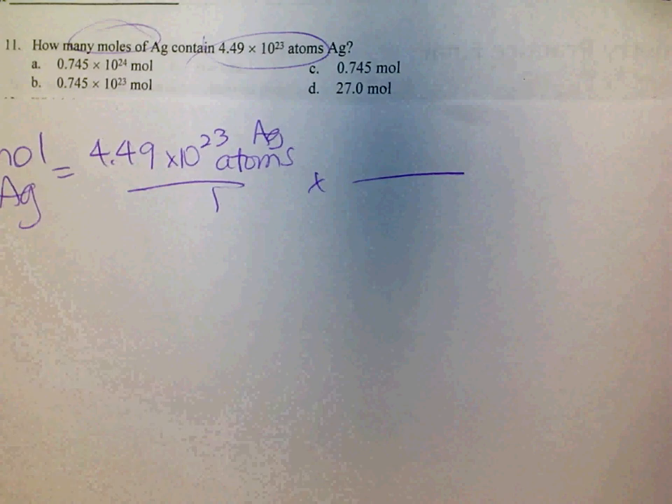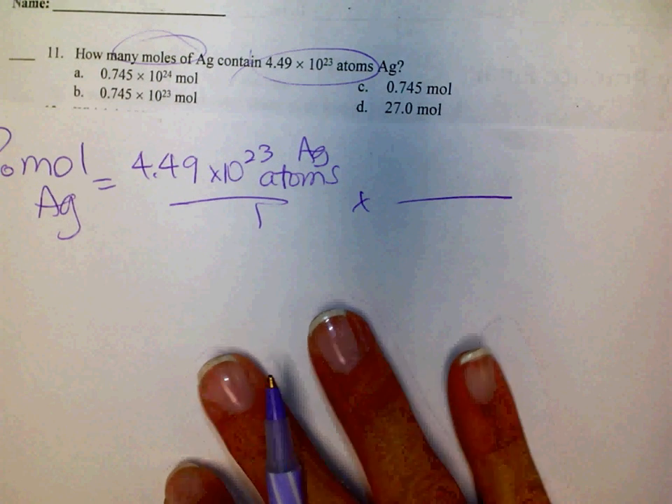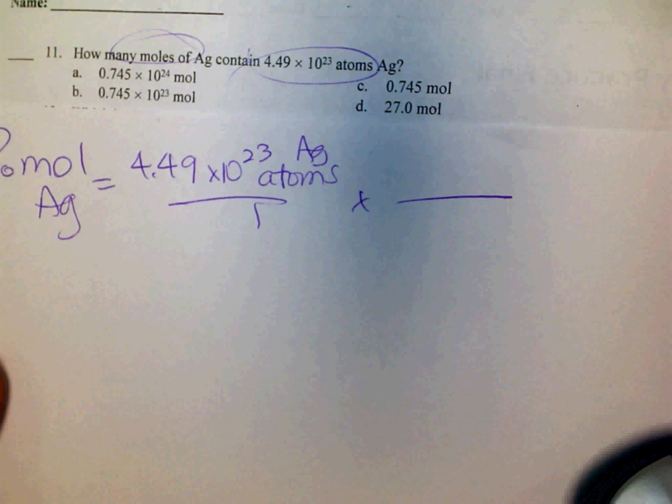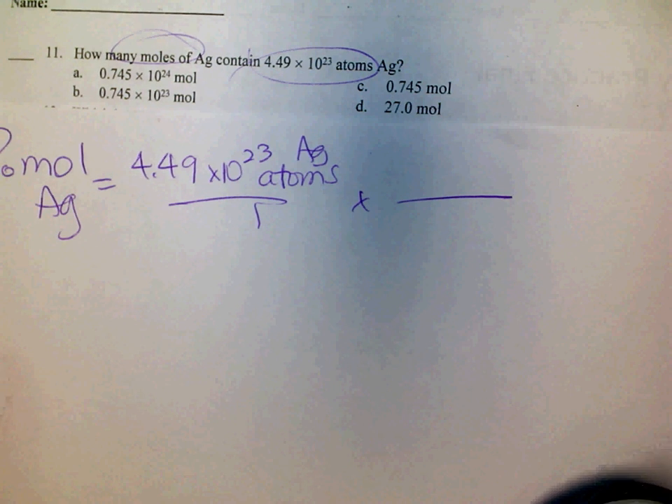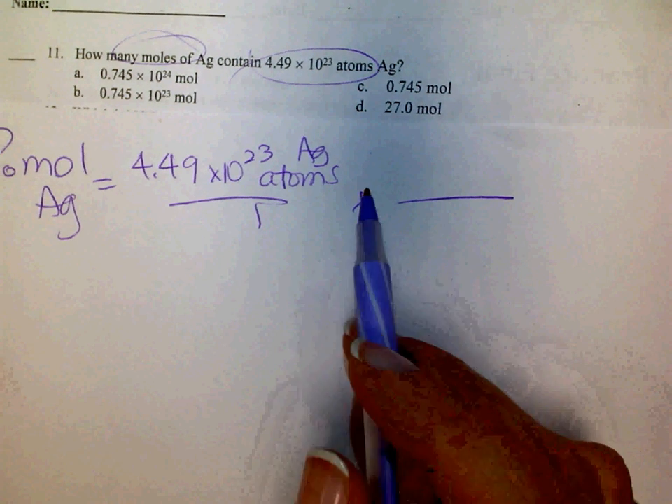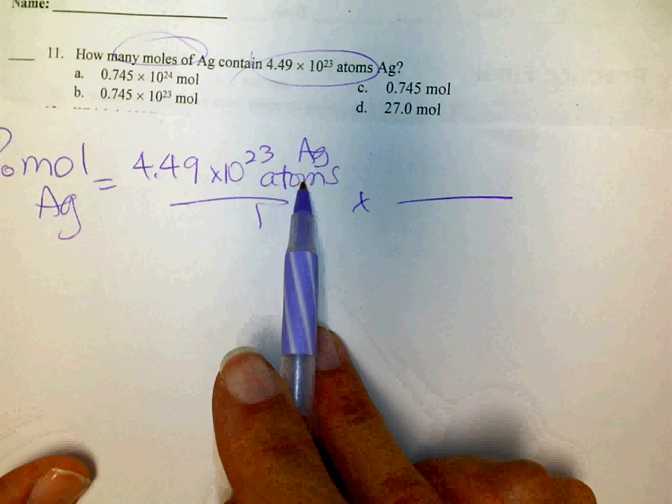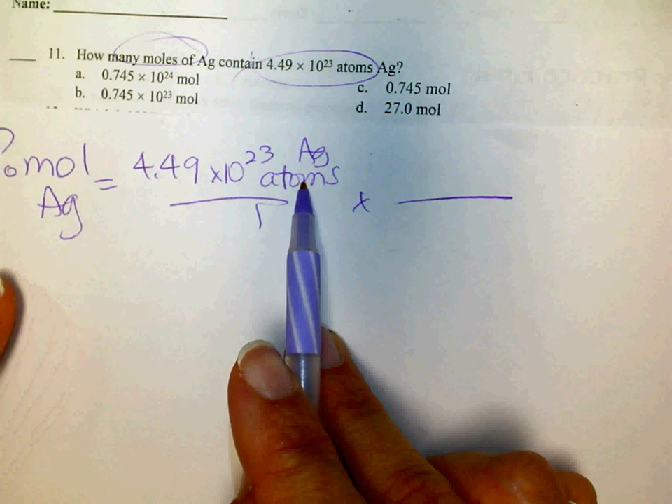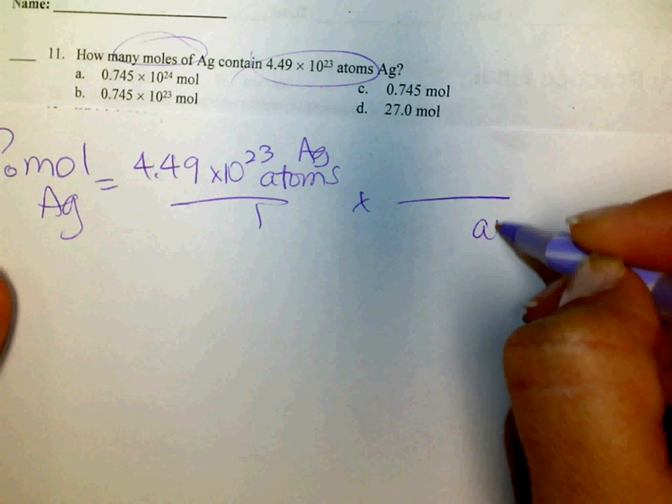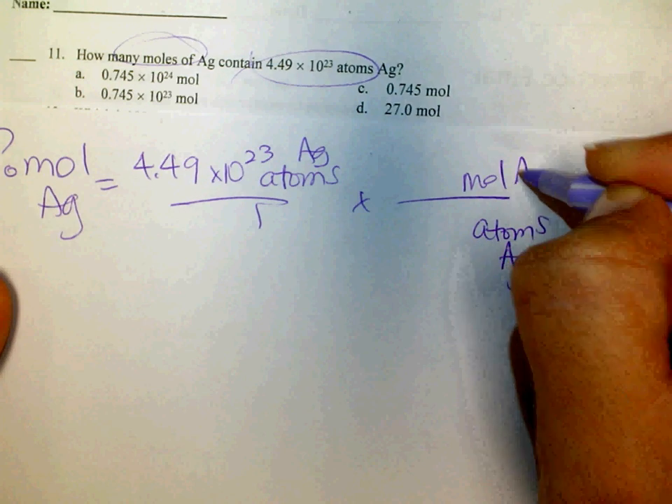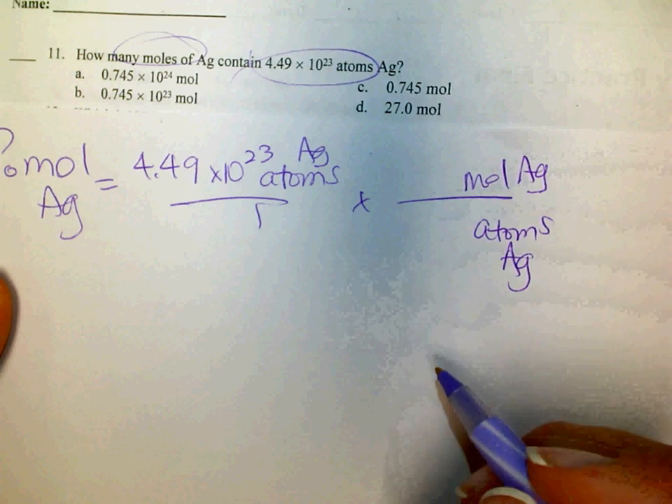All right, I need a conversion factor. I am doing dimensional analysis. Make sure you tell me if you can't see the work that I'm doing. All right, Kendall? Yep, thanks. Now, right here, dimensional analysis. If I've got atoms of silver, then I need to put atoms in the denominator, and I need to put moles in the numerator. Okay?